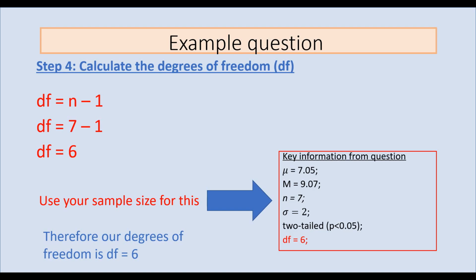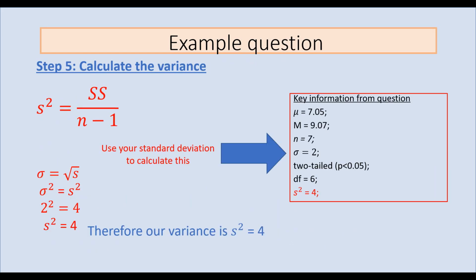Step 4, to calculate the degrees of freedom. Quite simple. The degrees of freedom is 6. All we're doing is n minus 1. It's our sample minus 1. Bill walked for 7 days, so our sample consists of 7 different cases minus 1, which equals 6. I'll put that in the table down below here, and we'll continue. So we have the degrees of freedom.